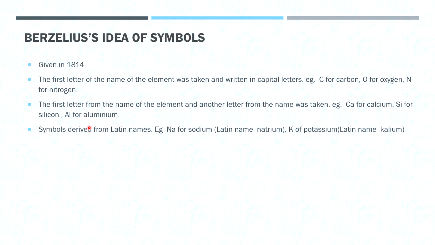And for some elements, he said we can derive the symbols from their Latin names. For example, Na for sodium, the Latin name of sodium is natrium. K for potassium, the Latin name is kalium. Similarly, for silver, we use Ag to represent it. The Latin name of silver is argentum.